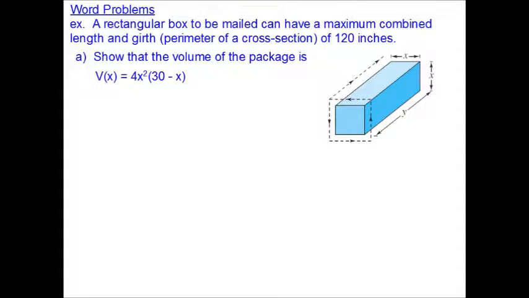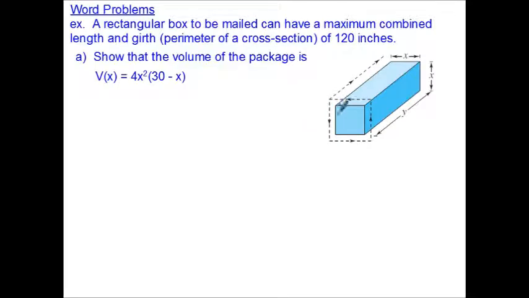Now I'm sure you realize in the objective I mentioned word problems, so here's one. I did steal this one out of the book, but here we go. I've got a rectangular box, it's going to be mailed, and it's got this basic diagram that goes with it, and can have a maximum combined length and girth. And girth just means a perimeter of a cross section.